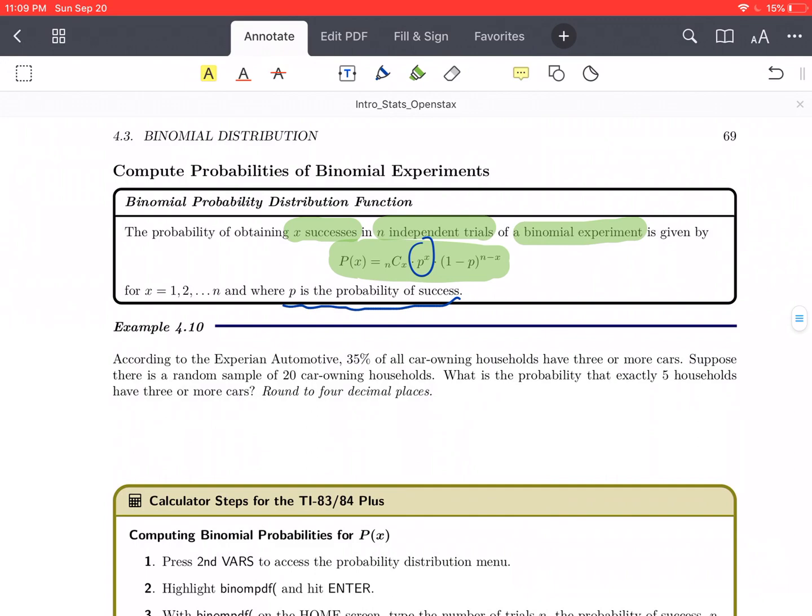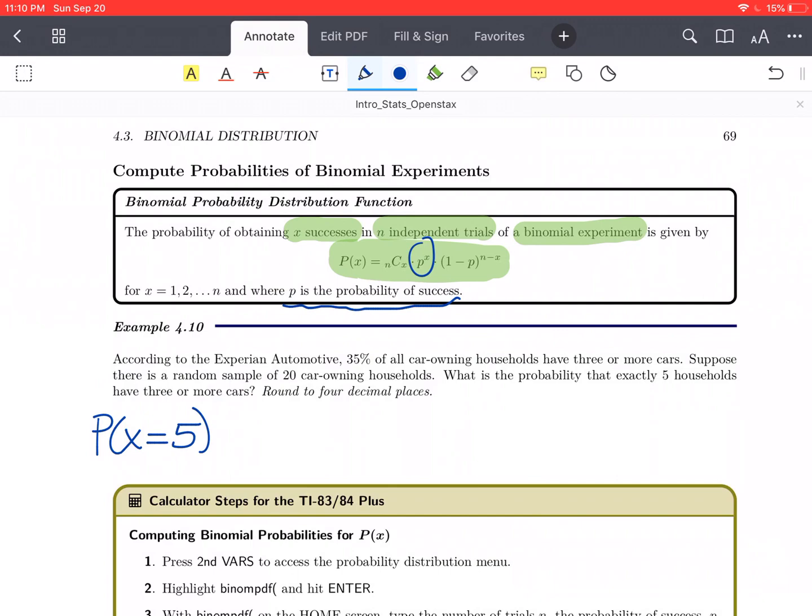According to Experian Automotive, 35% of all car-owning households have 3 or more cars. Suppose there is a random sample of 20 car-owning households. What is the probability that exactly 5 of them have 3 or more cars? We would consider success as a household having 3 or more cars. So we're looking for the probability that we get exactly 5 houses that have 3 or more cars.